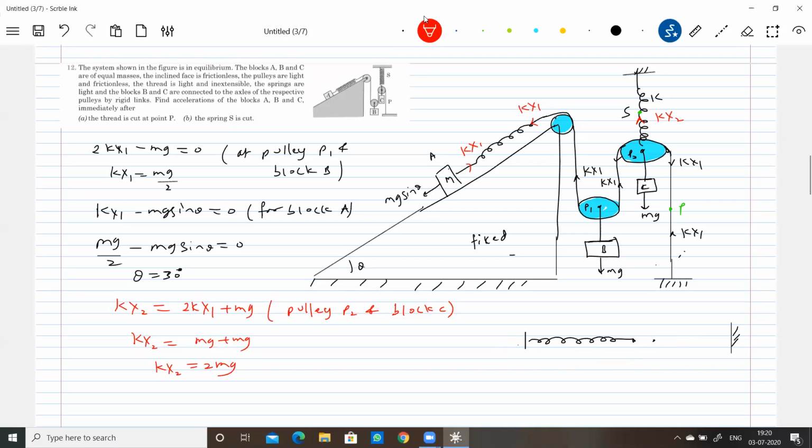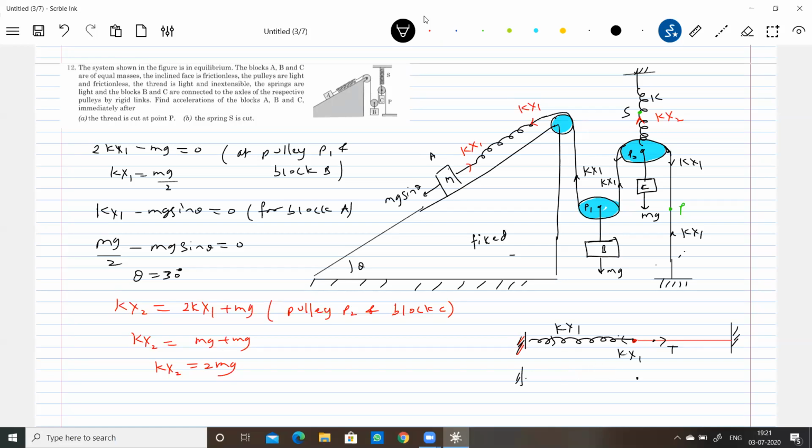A string and a spring like this. Now if I cut this particular string, what will happen to it being elongated? Why is it elongated? Because of tension, I'm saying the string is taut. So therefore the spring force will act like this. So let's assume if I cut it, tell me what will happen to the spring.